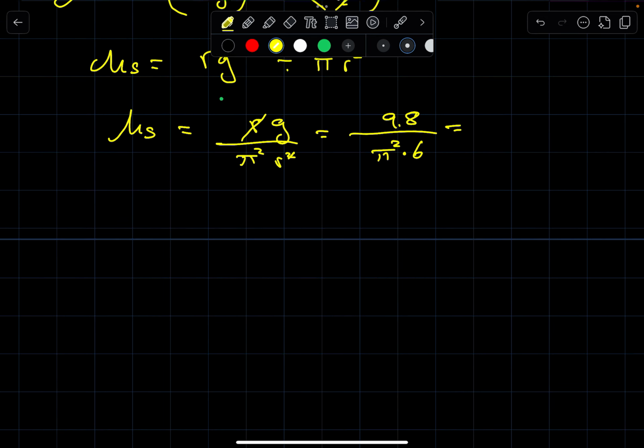Plugging that all into our calculator, 9.8 divided by 3.14 squared times 6, which is 0.166 approximately.